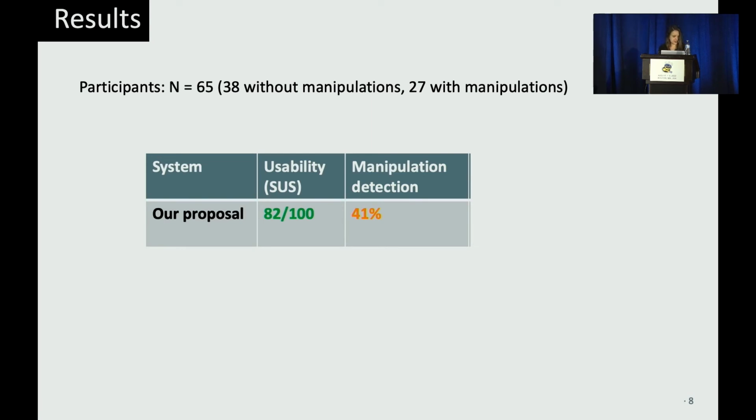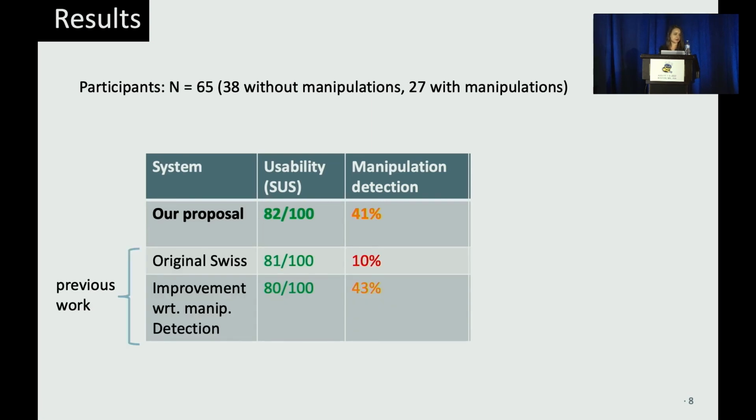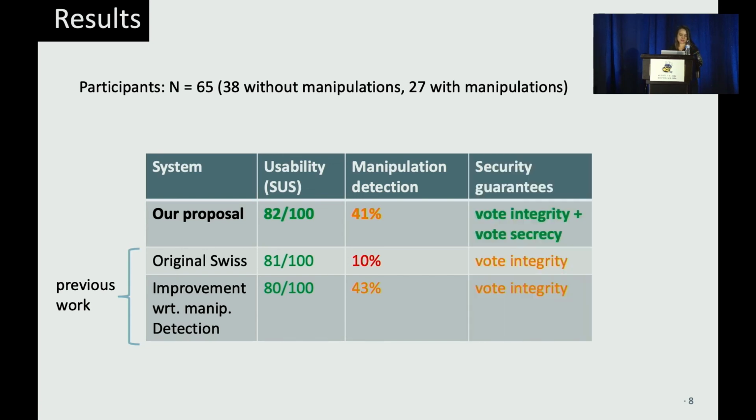Now, this does not look great indeed. However, when we look at similar studies that also look at systems with similar mechanisms for verification, we see that they don't really perform any better. For example, the studies done with the original Swiss Post system only had 10% of participants detecting such kinds of manipulations, and in a modification of the Swiss Post system, 43% of participants did it. So at least our proposal did not do worse than the proposal from previous work. Yet it still has an advantage of security because our proposal utilizes verifiable code voting.